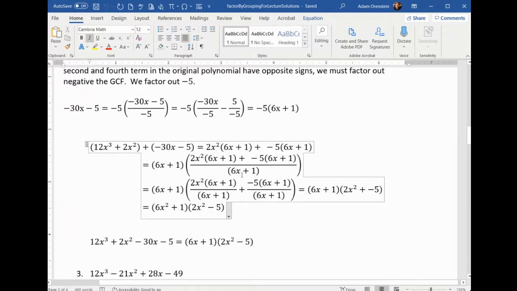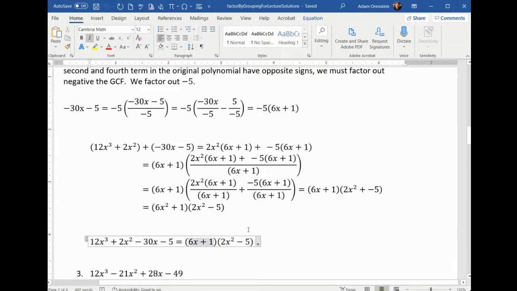But when you do factor, what you're really doing is dividing to see what's left over. And to divide into a sum, you have to divide into each term in the sum. And of course, when you do that here, the 6x plus 1's cancel. They're on top of each other. Same thing here. So you get 2x squared plus negative 5. And if you stop here, that's fine. But it's really 2x squared minus 5. But this is the answer, though.